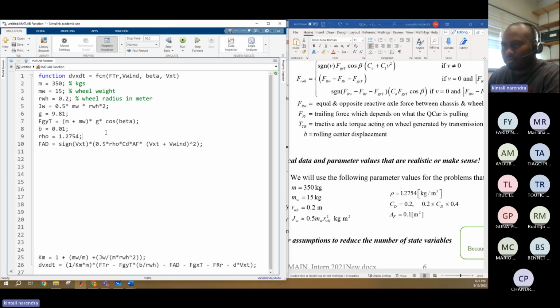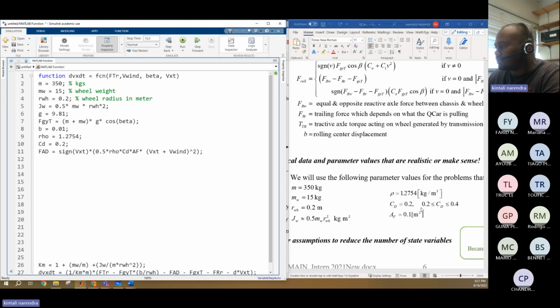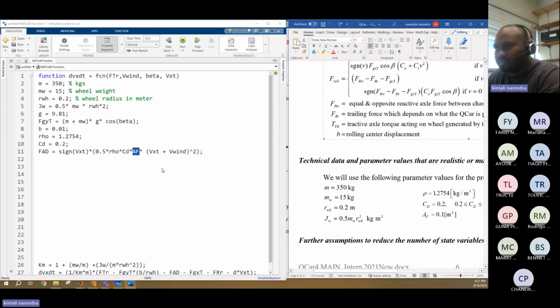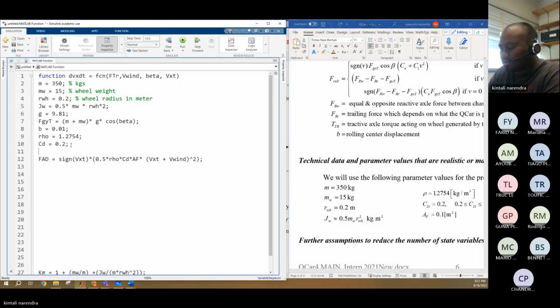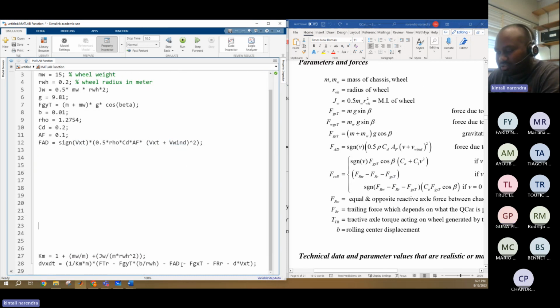CD is 0.2. CD equal to 0.2. This is the drag coefficient. CD is the drag coefficient. AF, you need AF. So AF equal to 0.1. VXT you have, V wind you're getting as input. This is done. You have all the equations for FAD.